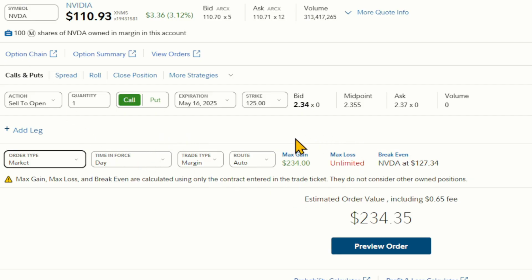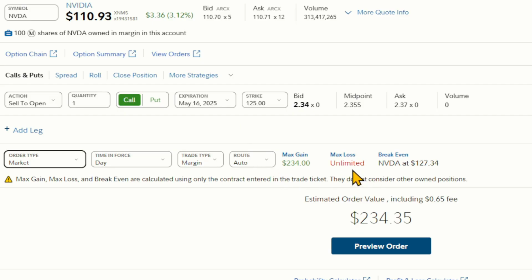So max gain, let's start there, $234. Where do they get that number from? Well, it's because if it expires below 125 by expiration, if it stays below this price, I keep that full premium. That's my max gain. I can't make any more than that. But if it stays below the strike price, then I'm going to keep all that money, right? So I get a credit up front, and hopefully I get to keep all that credit. This expires at 0, and I don't have to pay anything to close it. But I can go buy to close, and again, we'll look at examples of that.